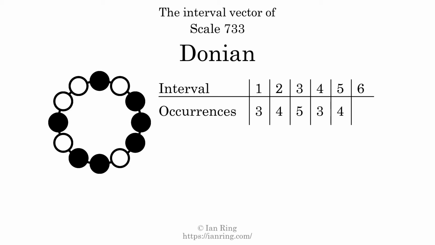There are four intervals with the size of five semitones. They are here, here, here, and here. There are two intervals with the size of six semitones. They are here and here. Each interval does not appear in this scale a unique number of times, so this is not a deep scale.